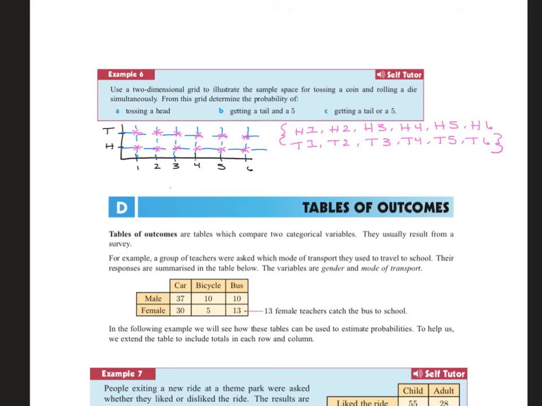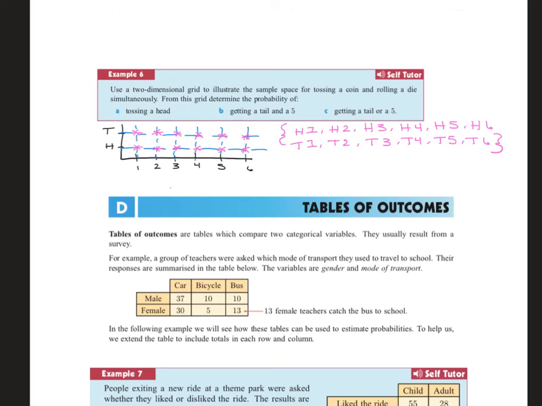So I noticed that I have 2, 4, 6, 8, 10, 12 intersections that I starred in pink. So that means I have 12 outcomes. So I can either get a heads and then a 1, a heads and then a 2, a heads and then a 3, a heads and then a 4, 5, or 6. Or I could toss a tails and get a 1, then a 2, or a tails and a 3, or a tails and a 4, or a tails and a 5, or a tails and a 6, right? So all of those outcomes are possible when I do those things simultaneously in this case.